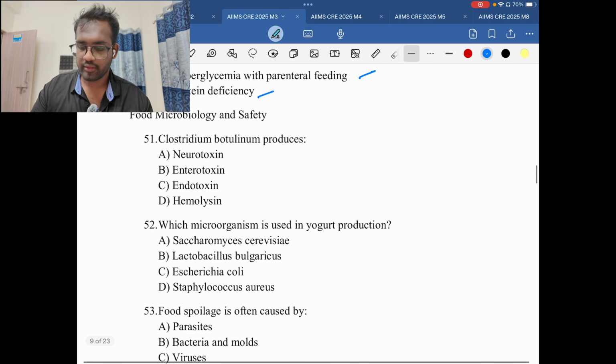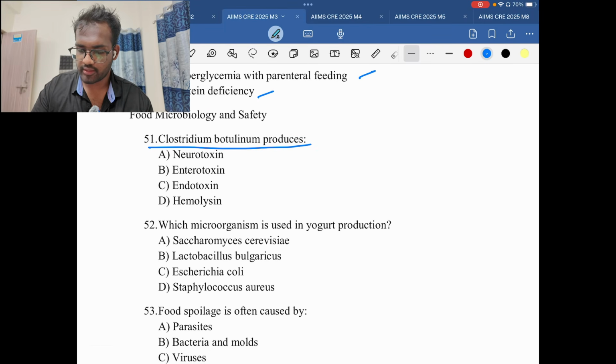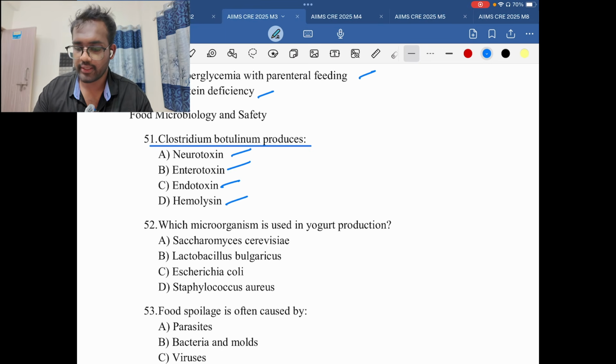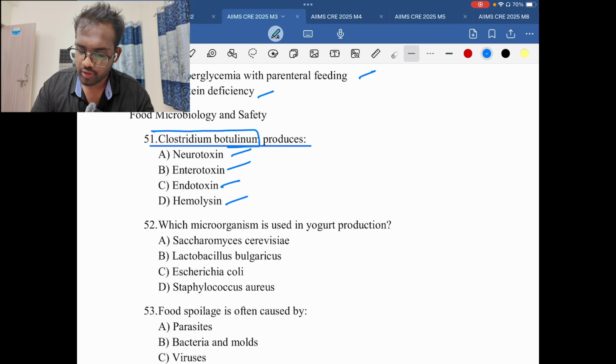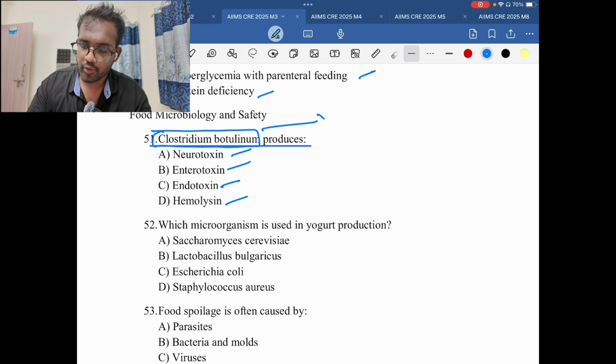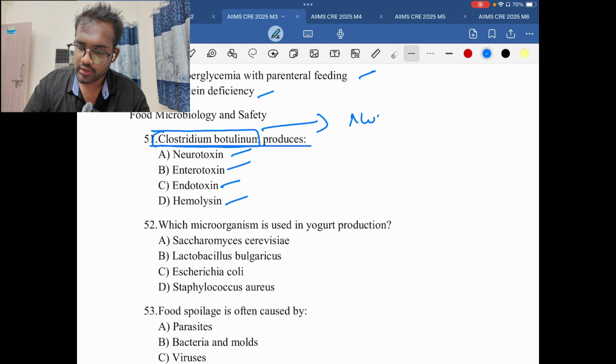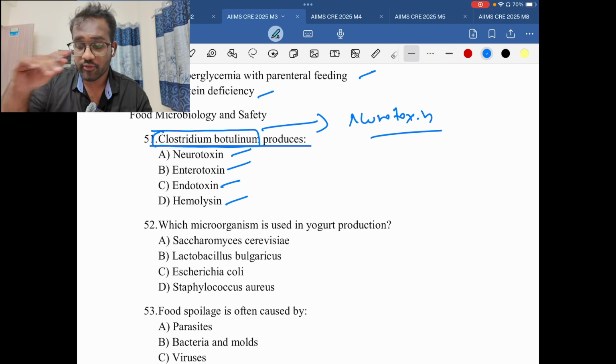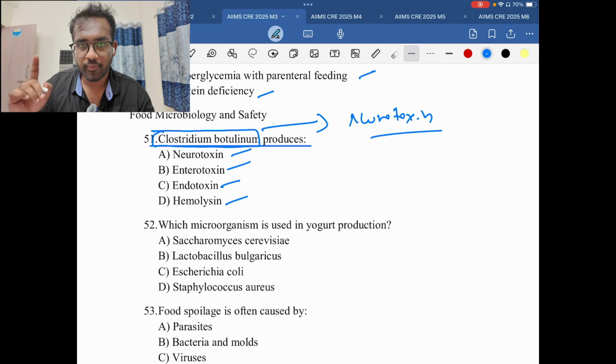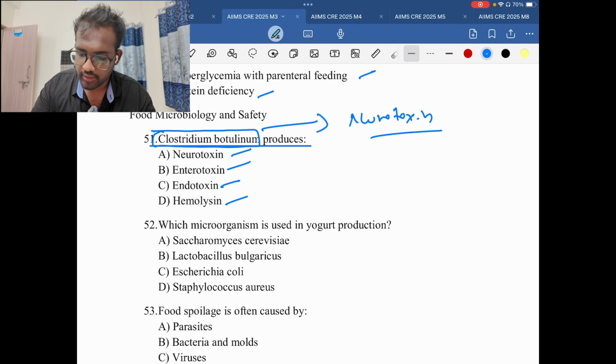Question number 51. Clostridium botulinum produces neurotoxins, enterotoxins, endotoxins, hemolysis. So here always remember, if there is a bacteria called Clostridium botulinum, it produces neurotoxins which will affect the brain and nervous system. So always remember, Clostridium botulinum produces neurotoxins. So the answer will be A.